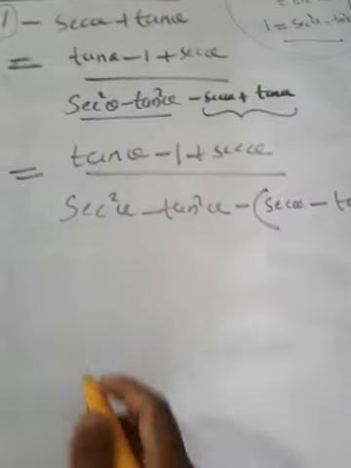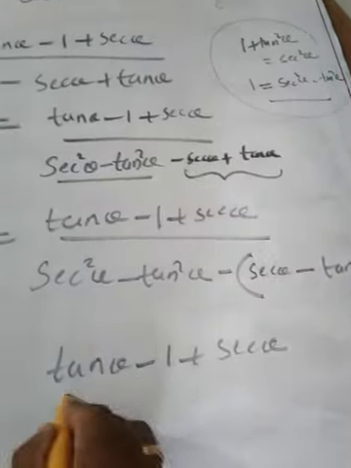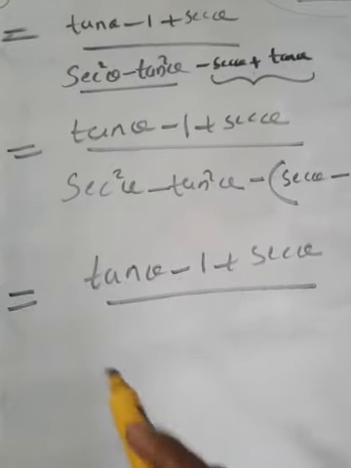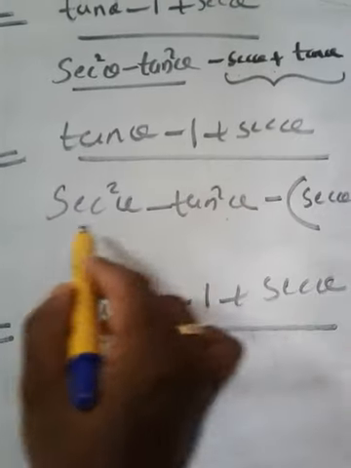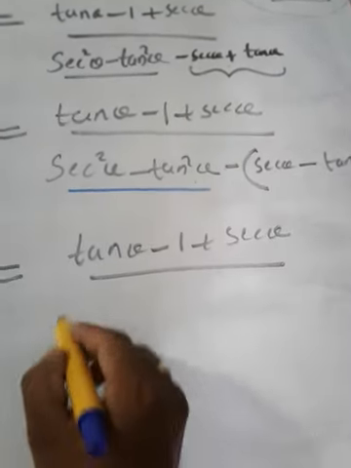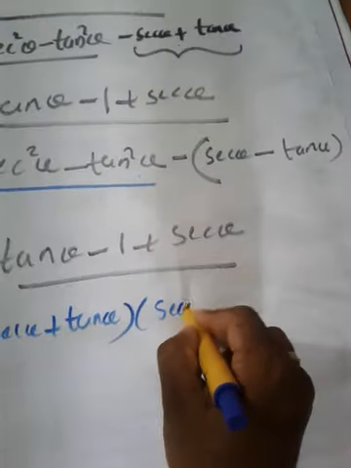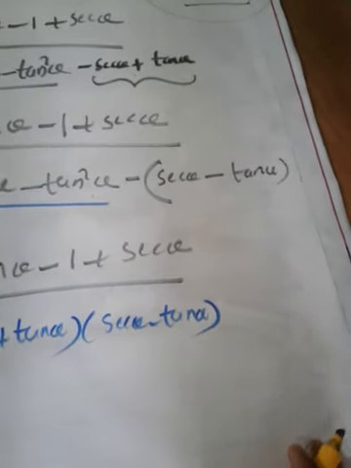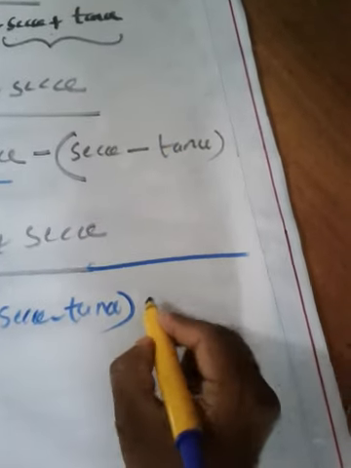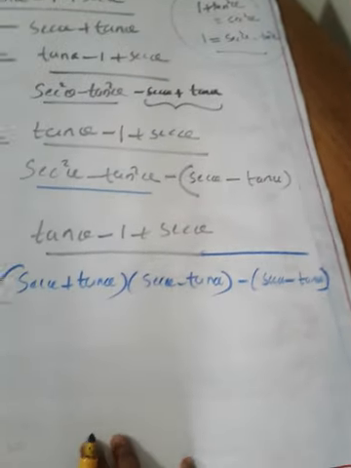And now we just see. Numerator as it is, tan theta minus 1 plus sec theta divided by. Now we just see it is sec square theta minus tan square theta. It is in the form a square minus b square. A square minus b square, can you write it as a plus b into a minus b? That means sec theta plus tan theta into sec theta minus tan theta. The reason is that it was in the form a square minus b square, so I am expanding it as a plus b into a minus b. And here the next term as it is, minus, what is that? Sec theta minus tan theta. You may understand that much.